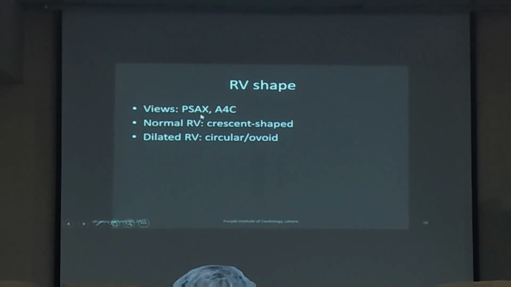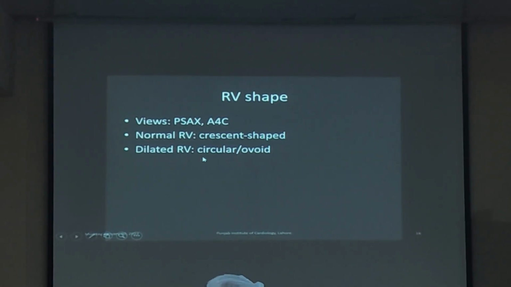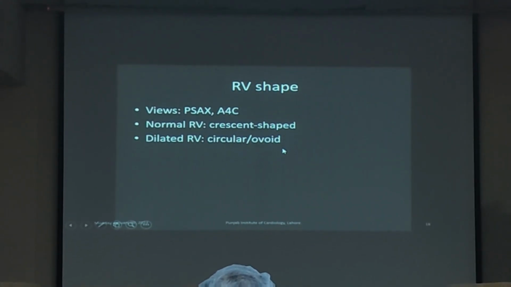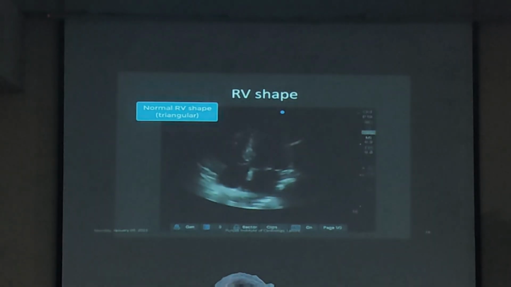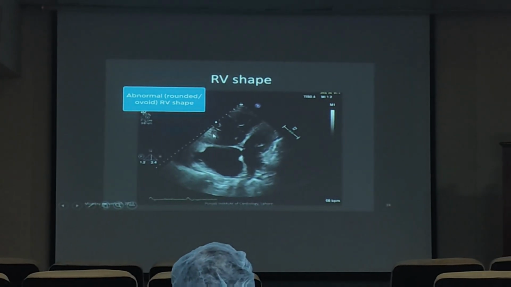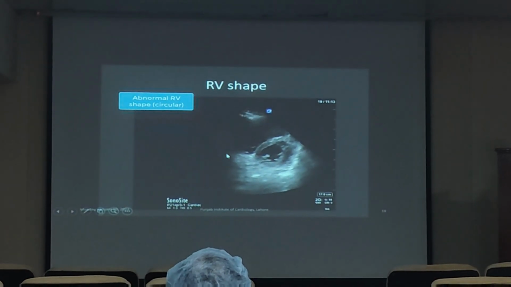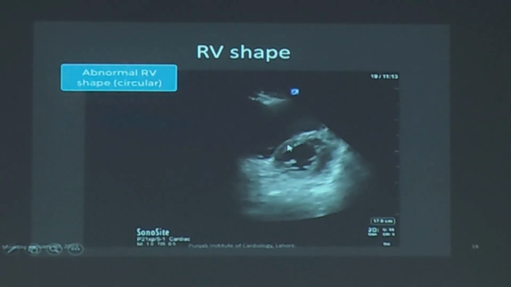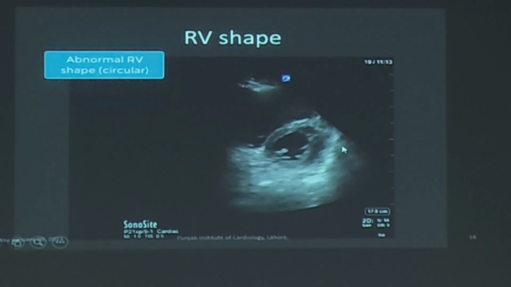So the shape should be crescent. If it is dilated, it could be circular or ovoid. The shape can also give us an idea. This is a normal shape, which is the crescent shape. You can see the ovoid shape of the dilated RV. This is the circular shape of the RV. This is the septum. This is a short axis view. You can see this is circular, so it is a dilated RV.